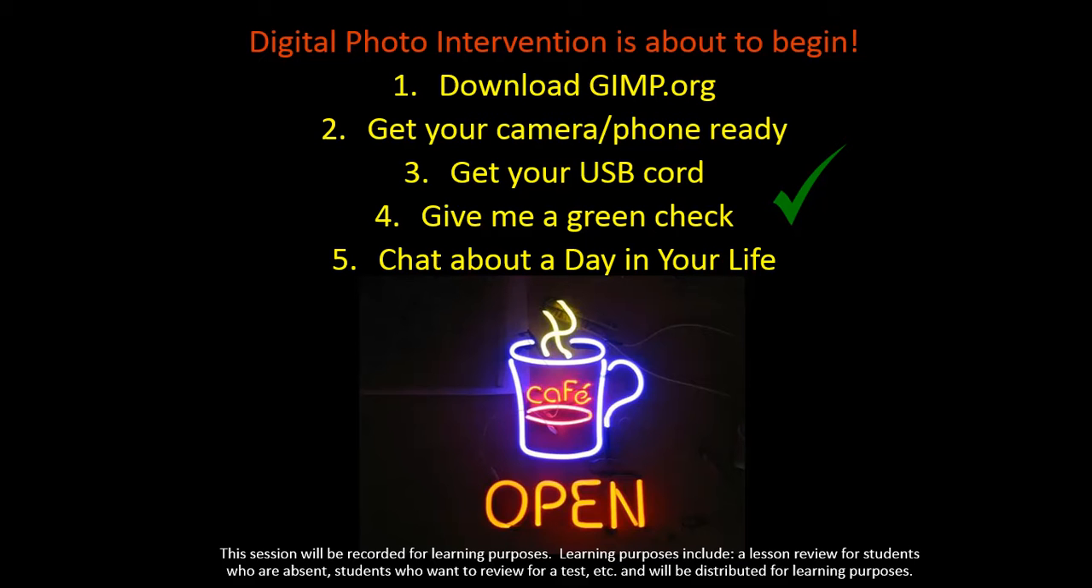The first thing that you need to do is download Gimp. You can do this at gimp.org. Second, get your camera or phone ready. Third, make sure you have your USB cord. If your camera doesn't have a USB cord, I'm not sure how you're going to get your pictures onto your computer, so you'd be better off using a phone. And fourth, give me a green check when you've got all of that completed.